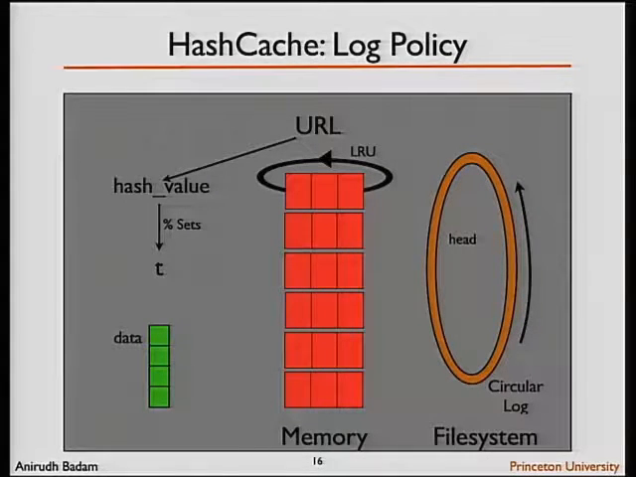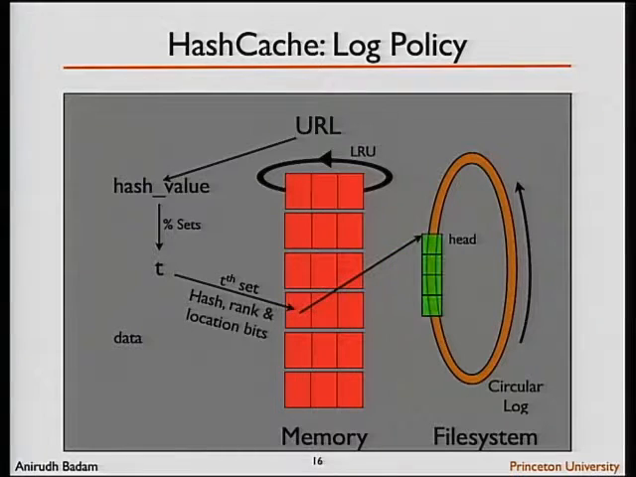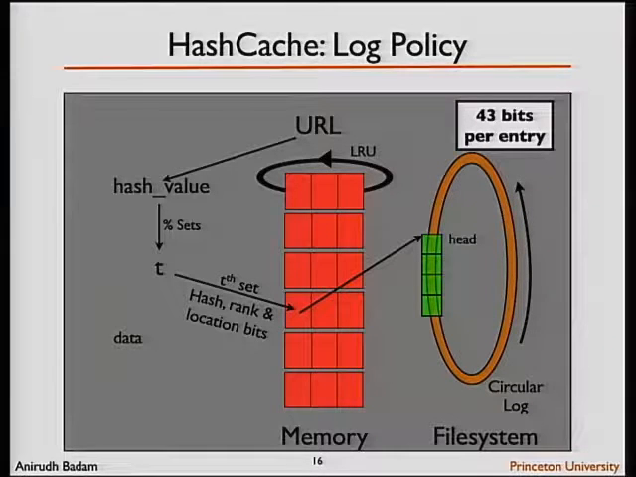In the t-th set in the in-memory hash table, you store a low false positive hash, you store the rank bits necessary for representing LRU information, and you also store the location bits. The location bits essentially are the pointer to the location in the log where the data is stored. So in implementation, we needed about 43 bits per entry for implementing this HashCache log policy.